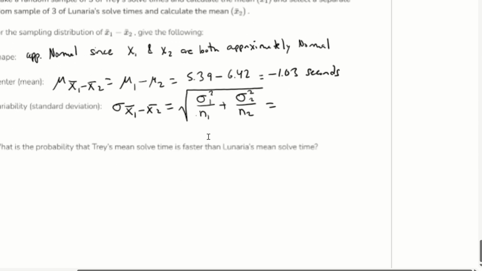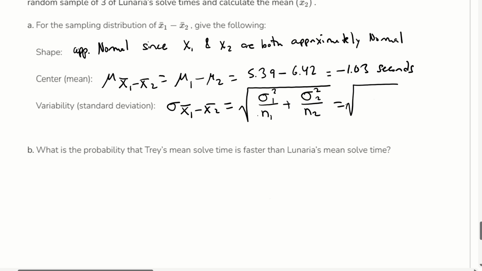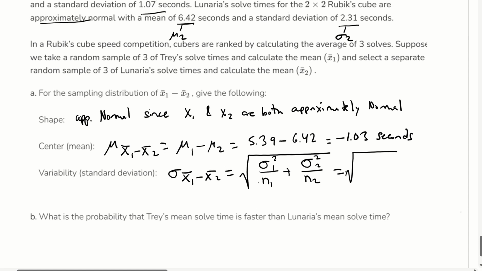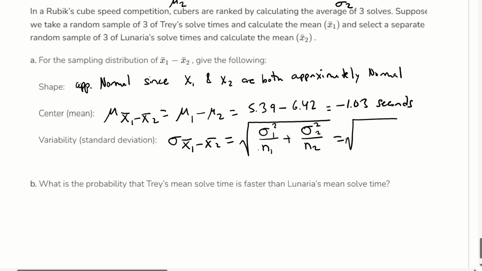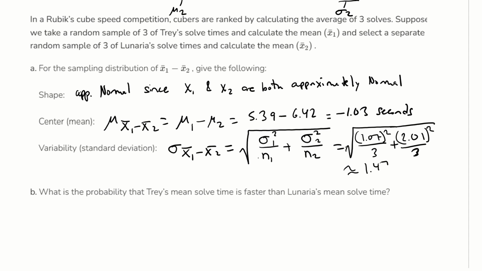All right, let's go back to that problem. So we have the square root, and if we go to Trey's, it says Trey's standard deviation is 1.07, and then the other one is 2.31. So 1.07 squared divided by 3, plus 2.31 squared divided by 3. Okay, so we calculate the variability, and that's going to be about 1.47 seconds.